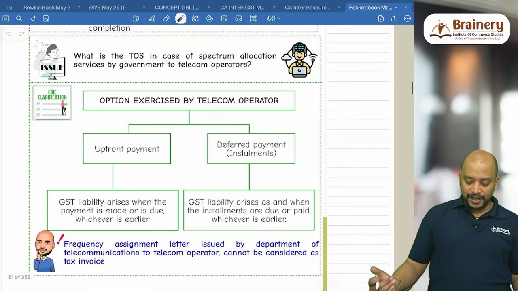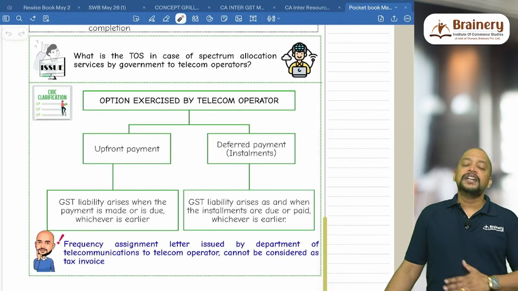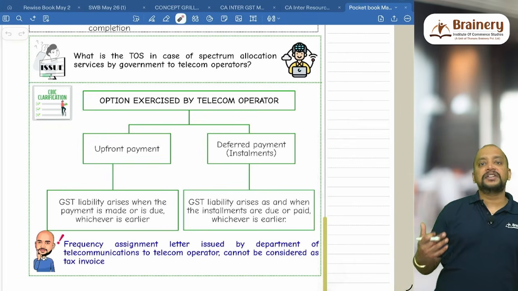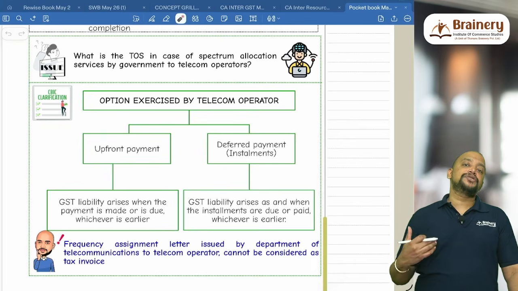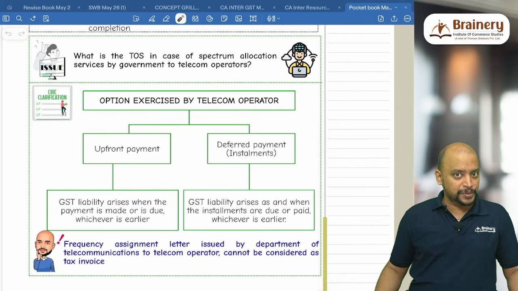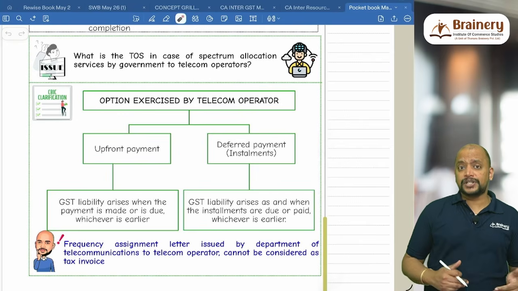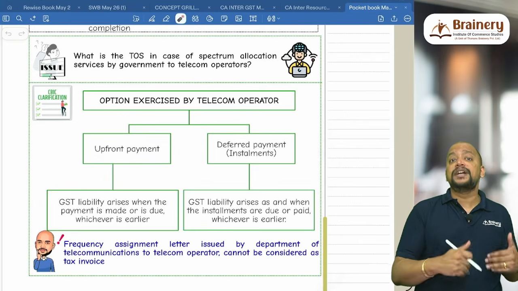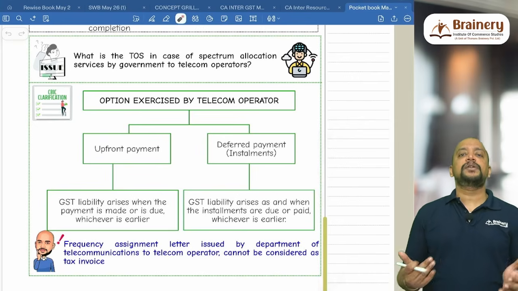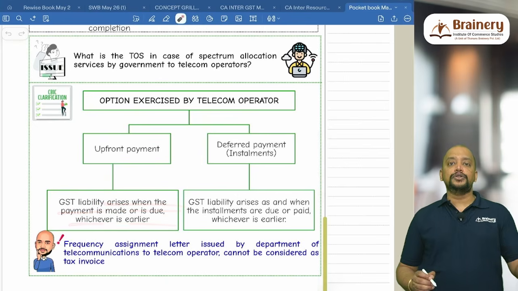Then in case of spectrum allocation given by the government to the telecom companies, if it is assigned before 1/4/2016, it is exempted, but if afterwards, then it will be taxable. So we need to check what is the option exercised by the telecom operator. Is it an upfront option or deferred payment option? If it is an upfront option, meaning the entire amount is paid at a time, then the date on which the payment is made or the date on which the payment is due, whichever is earlier, will be taken. So here the regular time of supply provisions are not applicable because the circular will override. So GST liability arises when the payment is made or due, whichever is earlier.